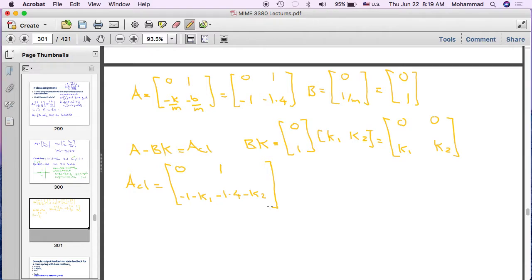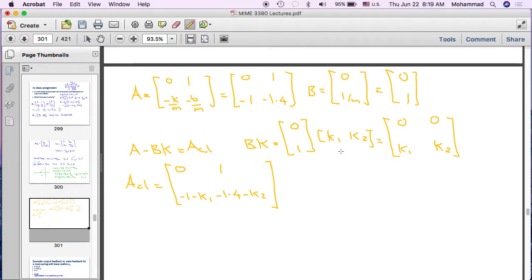So the next step is to form a closed loop, which is A minus BK. So let's find BK first. B is 0, 1. K is a row matrix, a row vector rather. K1 and K2. How do we know there are two Ks? It's a second order system. Number of Ks are equal to number of state variables. So there are two of them.